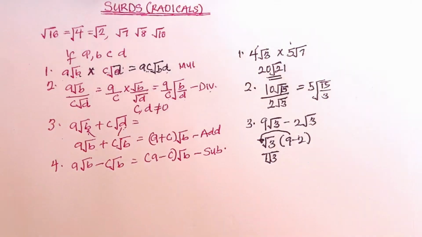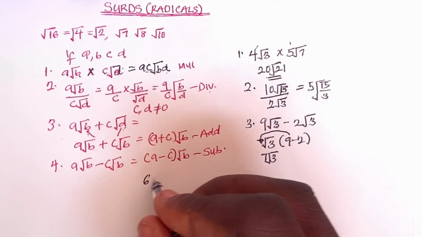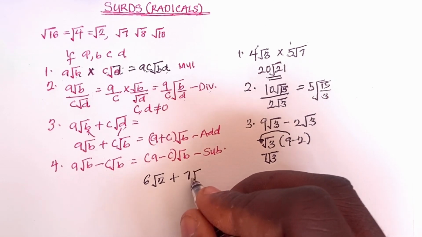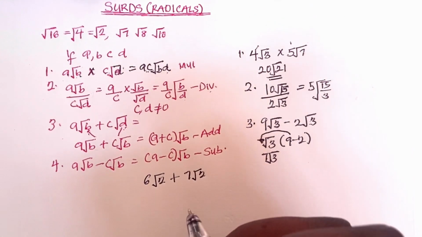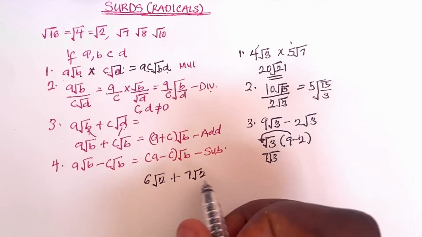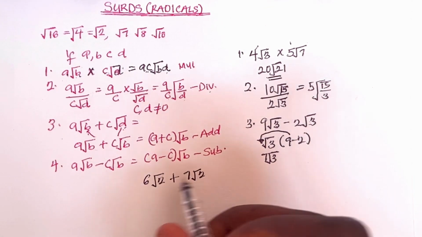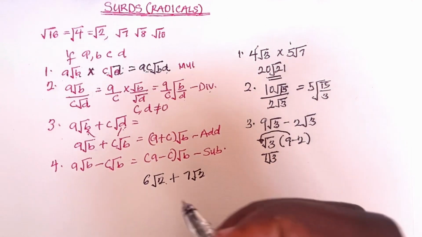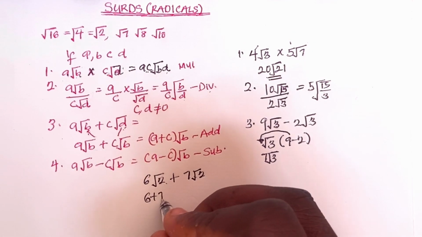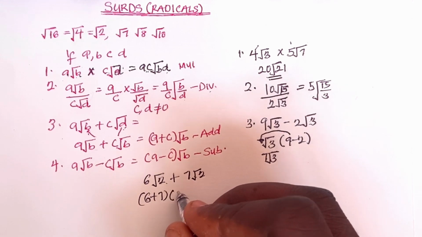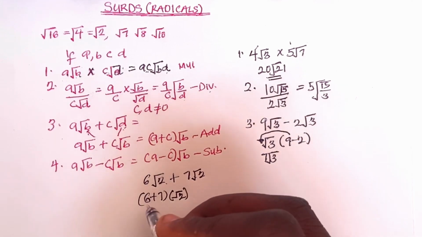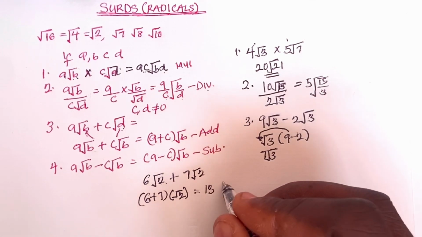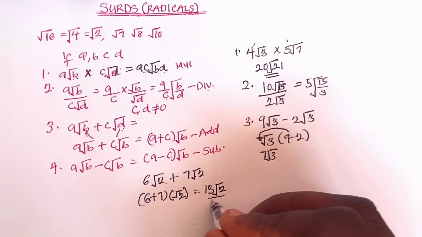Then let me solve one more question for you. Let's say you're asked to simplify 6 root 2 plus 7 root 2. In this case, if you look at this very well, you're having root 2 present in the root, so the value of root 2 is the same. So you can simply factorize that. Here you're going to have 6 plus 7 into brackets root 2. So here 6 plus 7 is actually 13, right? So here you're going to have that equal to 13 root 2. So that's just it.